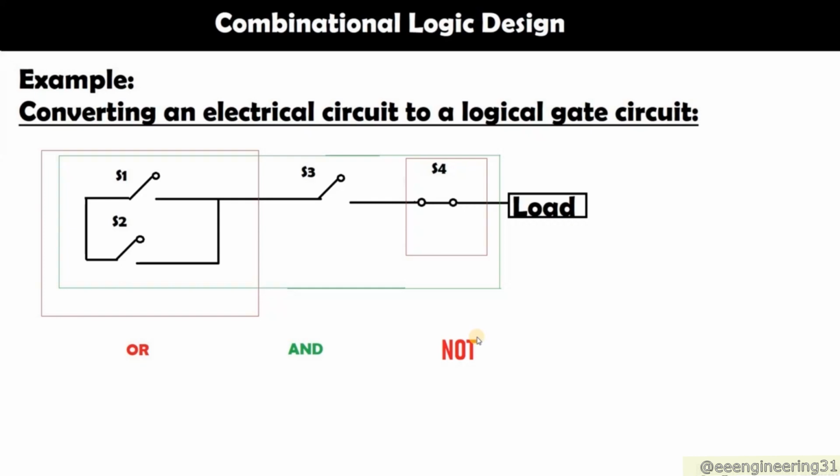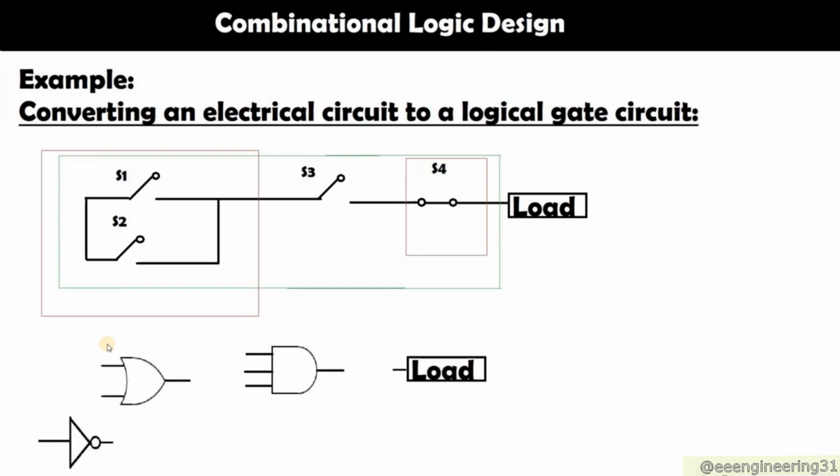Now, how can we combine these 3 gates together in order to get this same switching case? We need one OR gate for these 2, right?